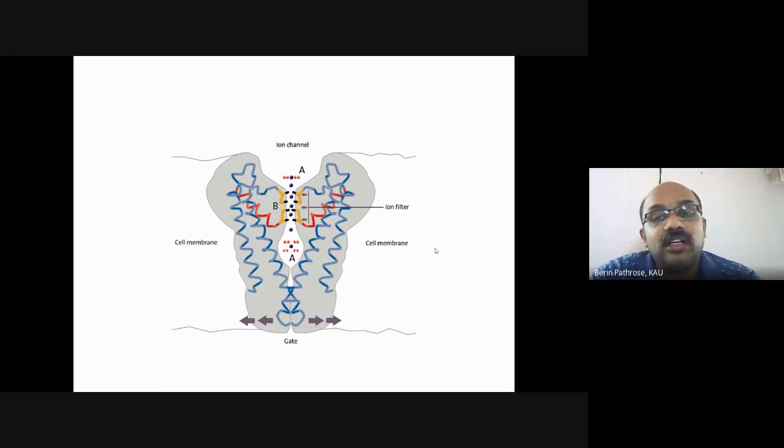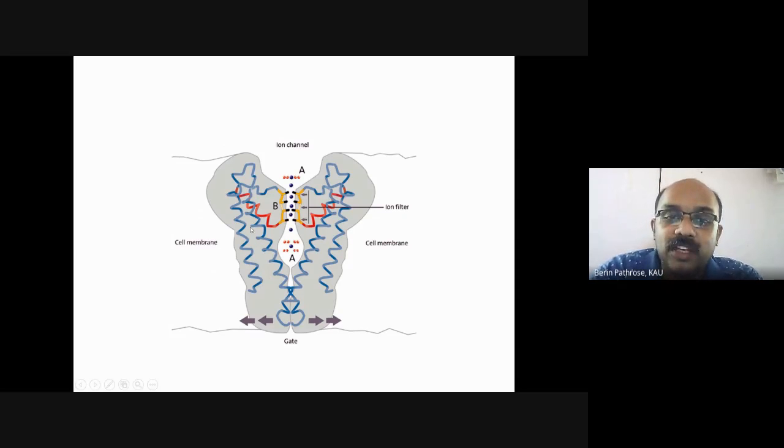Here it is more clear. You can see the two transmembrane helices, one, two, one, two. This is one domain, this is the second domain. Another domain will be in the front, another domain will be in the back. So here we can see the left side and right side; the back side and front side we can't see.